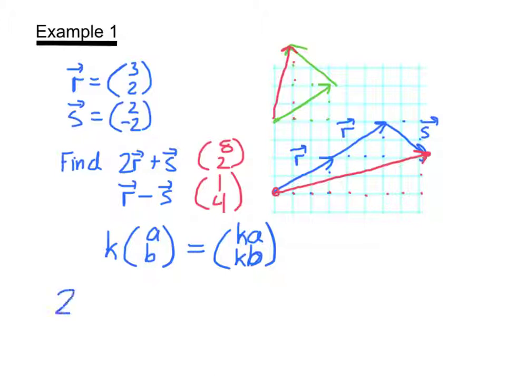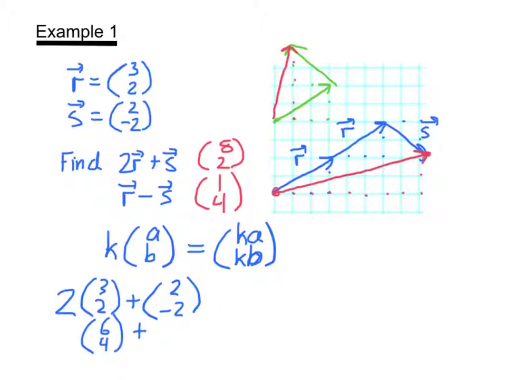The first one is 2 times vector R plus vector S. Well, you can sort of think about distributing this 2 into the vector. And so really I have 6, 4 as my first vector, and 2, negative 2. And remember, to add those, I simply add the x components together and then add the y components together. And that's going to equal 8, 2, which is exactly what we got from the graph.